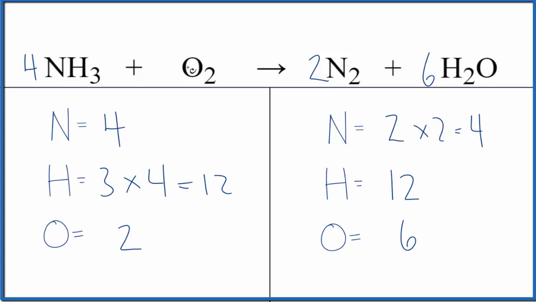For the oxygens, we'll put a 3 here. 2 times 3, that equals 6. And we're done. This equation is balanced. So the challenge here is when you have an odd number, if you can get that to be an even number, that's often very helpful, like we did with the water here.